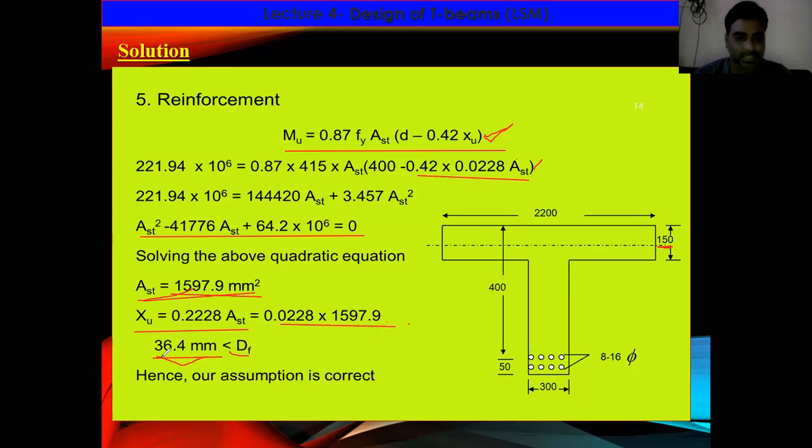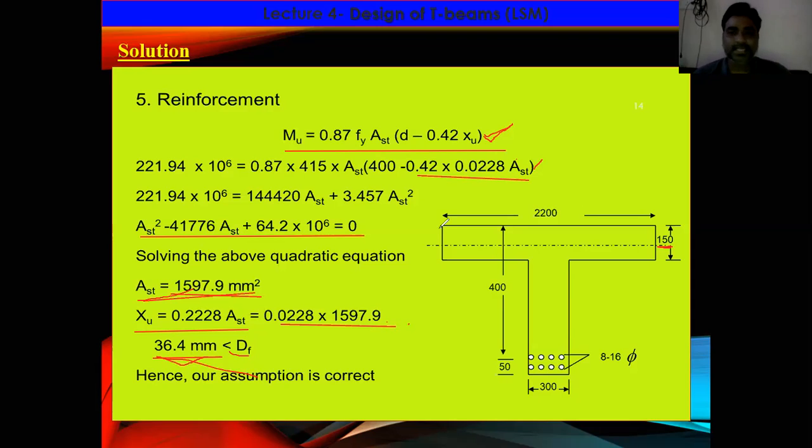Suppose my assumption is wrong, then whatever calculation I have done till now is wrong. Again, you need to take the corresponding equation to determine the depth of neutral axis and calculate in terms of A of ST, use the appropriate bending moment equation to determine the A of ST, and again that should be checked with maximum and minimum. If it is satisfied, then corresponding to that A of ST, determine the XU, and again you need to compare it, right? This is a repetitive process.